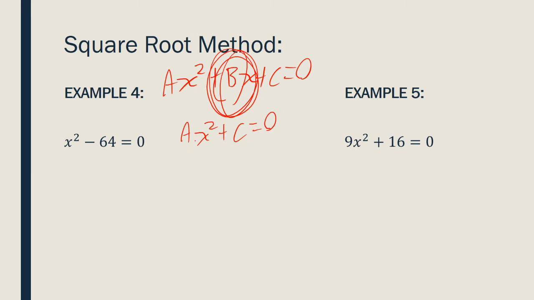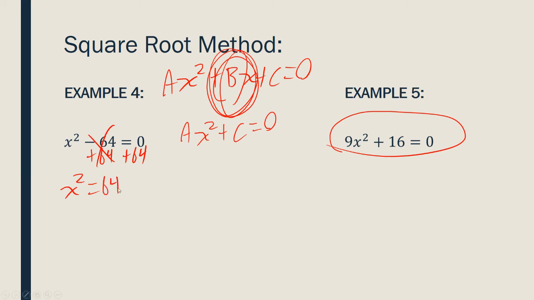So right here, in these two examples, you'll notice I have my x squared term and I have my constant term, or my x squared and my number term. So I'm going to solve this problem using square roots, and this is how I do that. If I have x squared minus 64, I'm going to add 64 on both sides of the equation. So I have x squared on one side and 64 on the other side. X squared equals 64. Since I don't have an x term anywhere, I have x squared equal to 64.